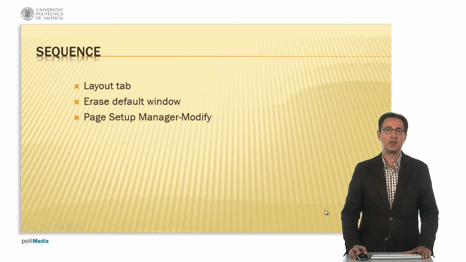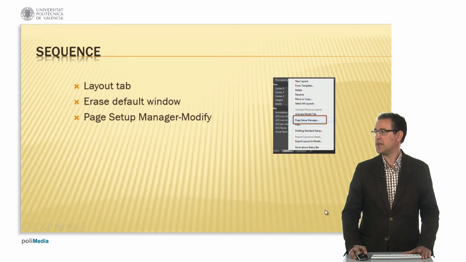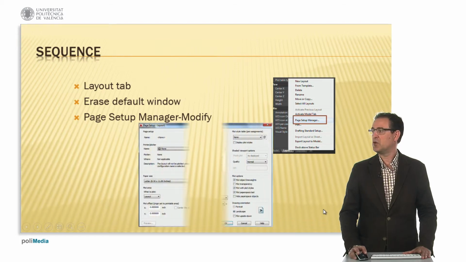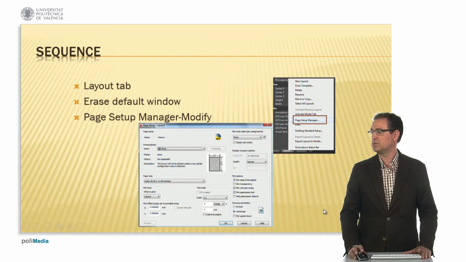Then I recommend you to go to the page setup manager. You can select it by clicking with the right button of the mouse on the tab that belongs to the layout that you are working with, and then select the option page setup manager and modify. Then you will have this dialog. It's practically the same as the one you have for printing in AutoCAD from the model space, but with slight differences. And here you select mainly the printer, the size of the paper and the orientation.